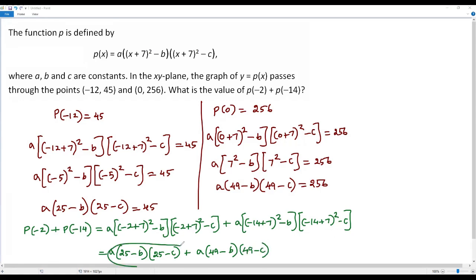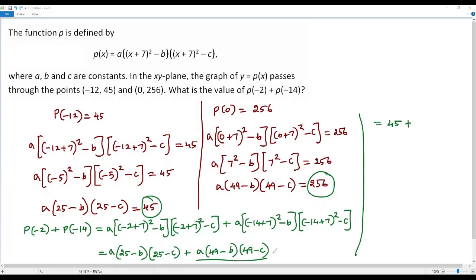Already we got the value for this expression. It's over here. Its value is 45. We can plug in 45 for this expression. Okay, let me continue over here. 45 plus. And also we got the value for this expression as well. It's over here. Its value is 256. We can plug in 256 for this one. Okay, let me write over here. When I add 45 and 256, I am getting 301. Here I got the value of this expression. Its value is 301.